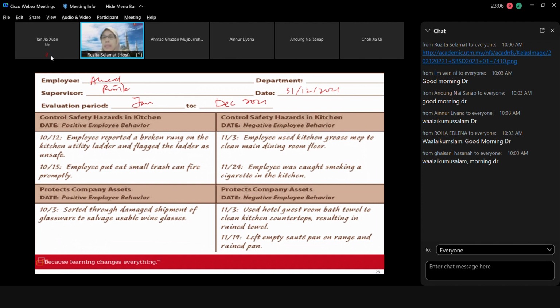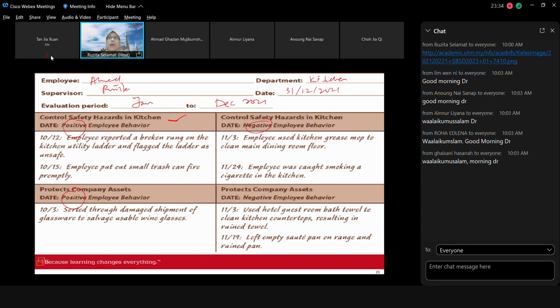Okay, so department, from the explanation in the example, it seems like this is the kitchen department. But I'm not sure whether it is in a hotel. Okay, they say this is in a hotel. Okay, kitchen hotel. All right, so on the left hand side, this represents the positive behavior. On the right hand side is representing the negative behaviors.